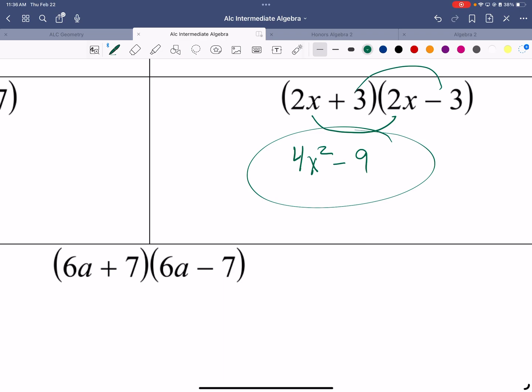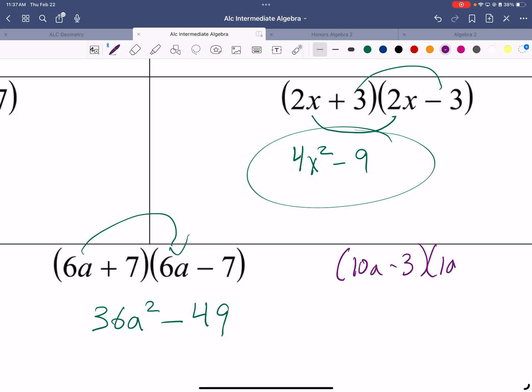Are the terms the same? Yes, that's the first question you have to ask. Is one a positive and one a negative? Yes. So then we can use difference of squares. 6a times 6a, 36a squared, minus 7 times 7, 49. All right, let's look at this last one. Let's go 10a minus 3, and 10a minus 3.